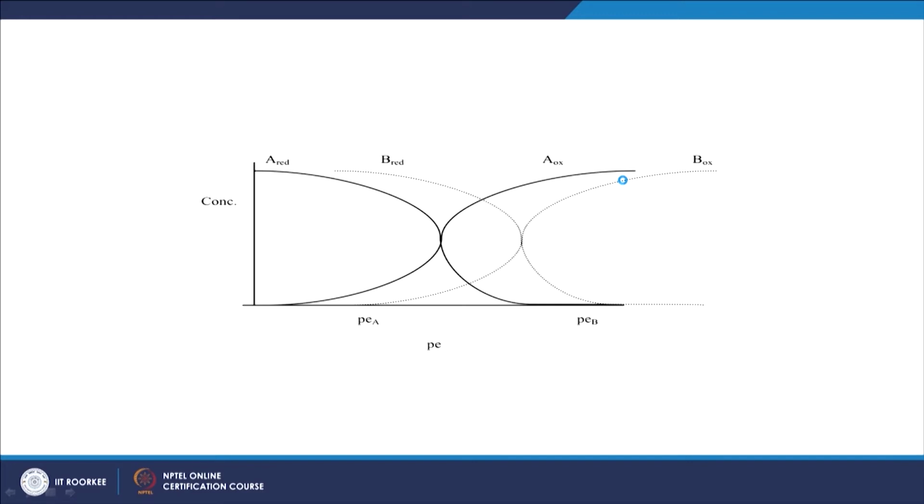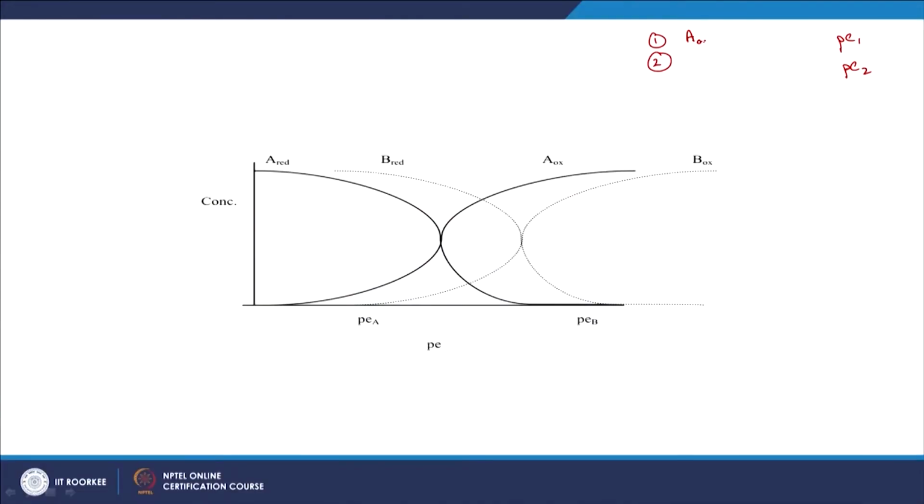So, let us move on to what we looked at. Then we started looking at two half reactions, let us say 1 and 2, and we have PE1 and PE2 for these half reactions. Then we looked at ways to understand which half reaction will go through as reduction and which one would go through as oxidation. The example we considered was A oxidized plus N1 electrons goes to A reduced form, and B oxidized plus N2 electrons goes to B reduced form.